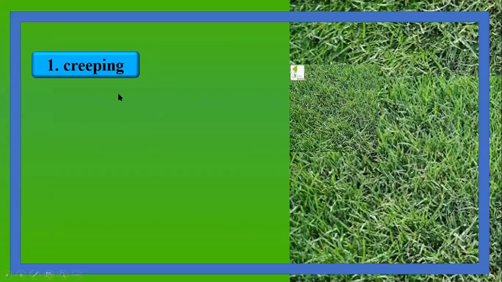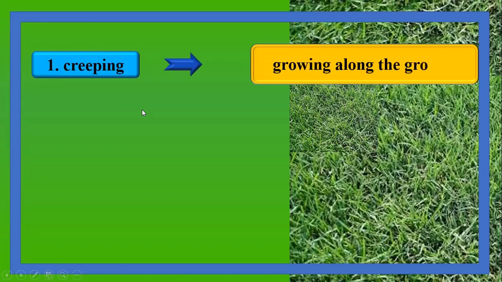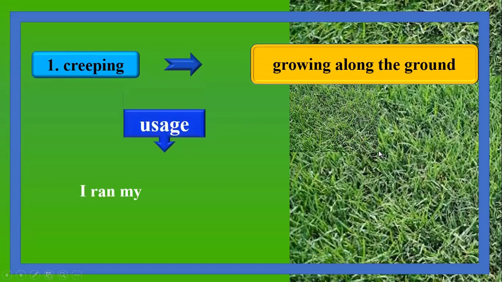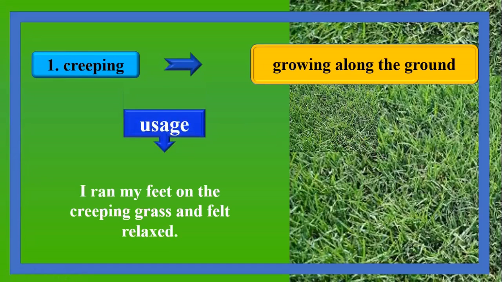The first new word included in the lesson is creeping, and it means growing along the ground. As you can see in the picture, grass grows along the ground and it is called creeping. The usage of this word is: I ran my feet on the creeping grass and felt relaxed.